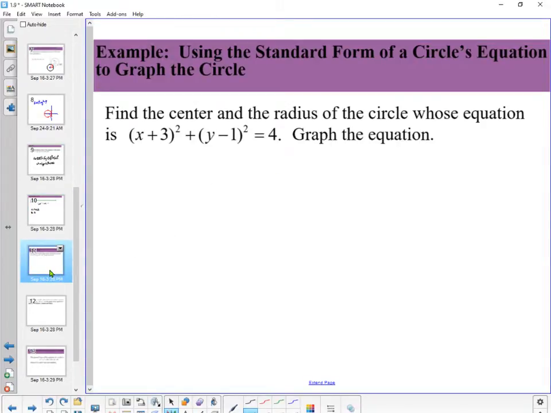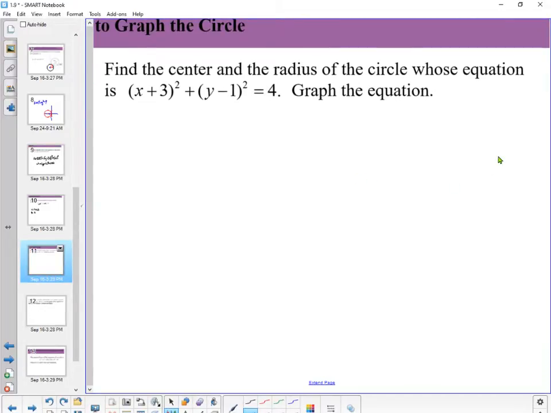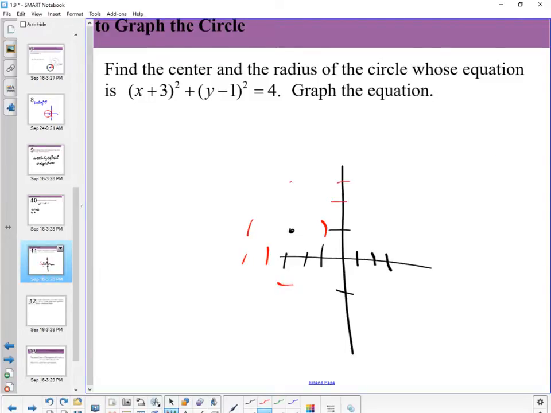Moving on. To graph this, please don't spend ridiculous amounts of time trying to do that. Where's the center at, peeps? -3, +1. 1, 2, 3. So here, and then I'm going to go up 1, right? And then from there, how many do I go each direction? 2 units. So 1, 2, 1, 2, 1, 2. Beautiful.